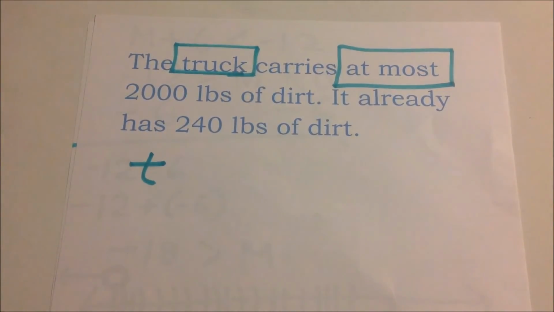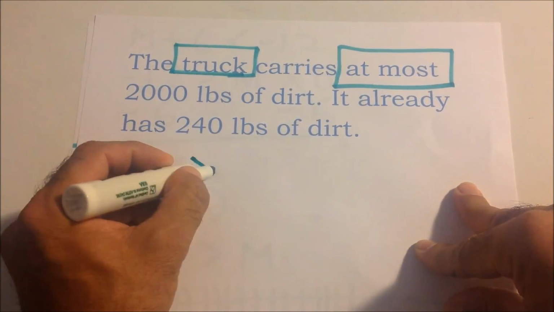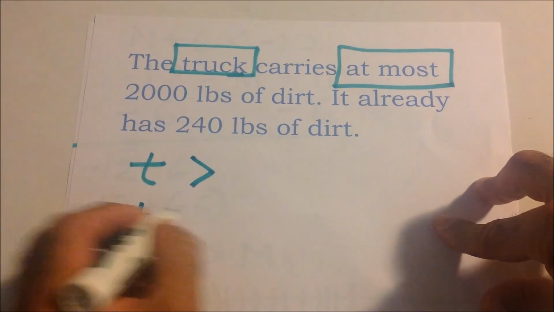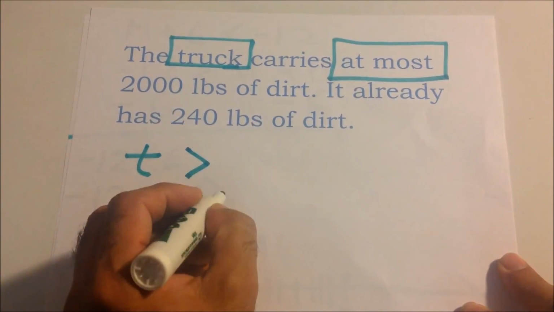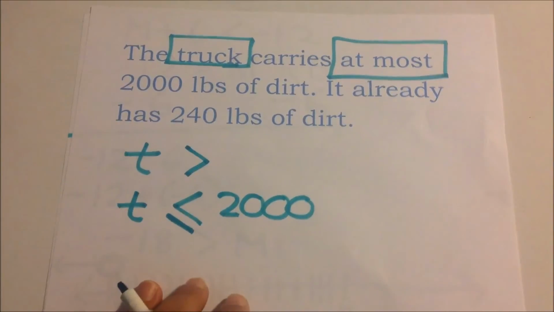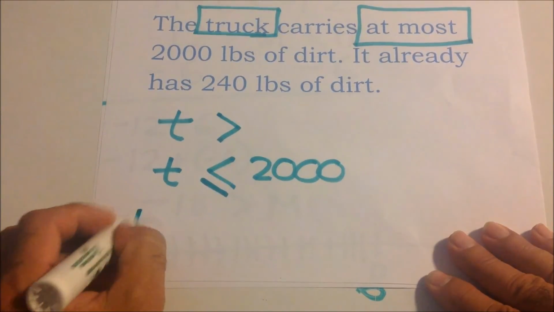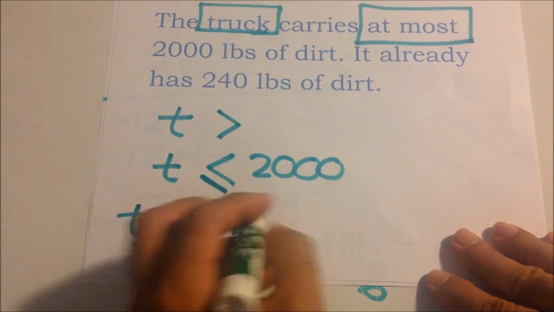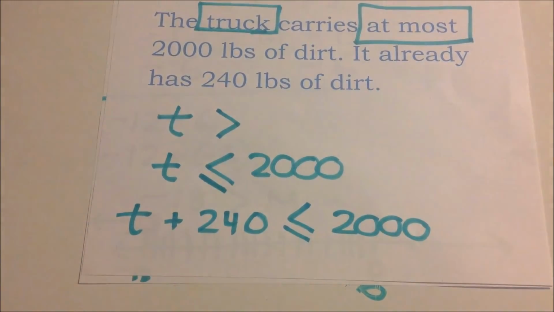How would you write at most? It can't have more, so you can't put this sign, because then you're saying it could have more. No, you're saying at most. The truck could have at most, that means it could have, or it could have less than 2,000 pounds of dirt. But we already know something else. We know the truck already has 240 pounds of dirt. So this is the truck plus 240 pounds of dirt. That will be less than or equal to 2,000 pounds.